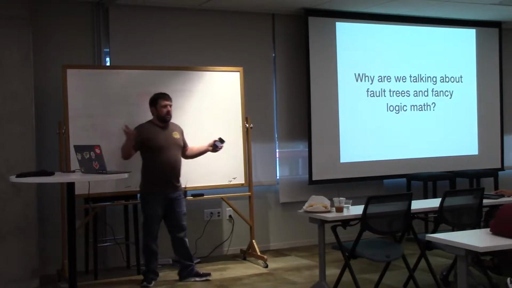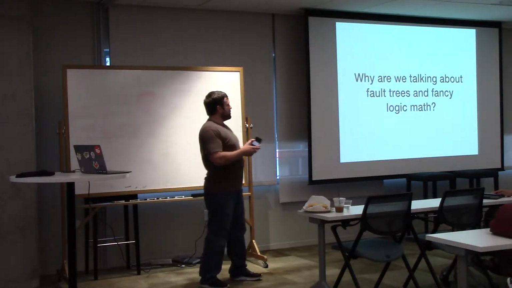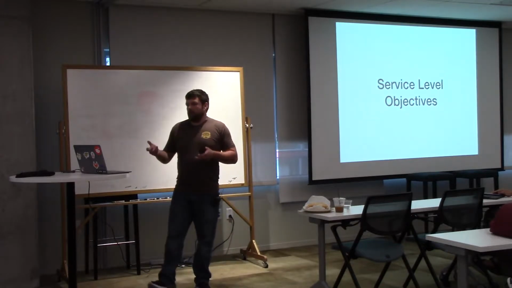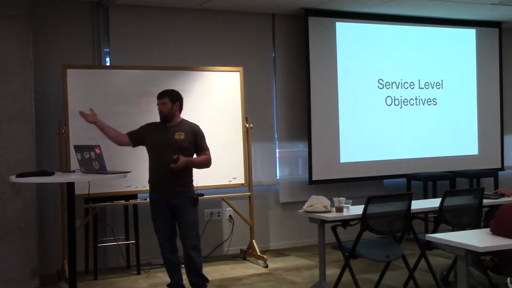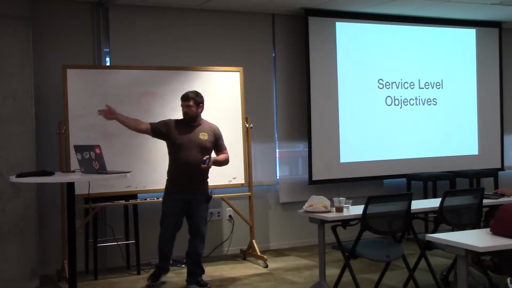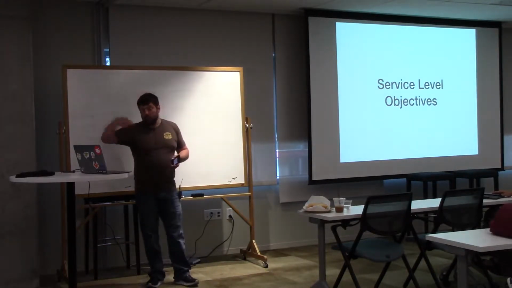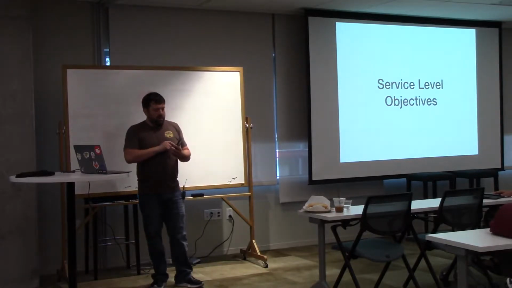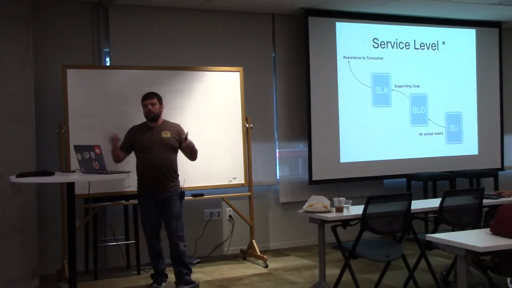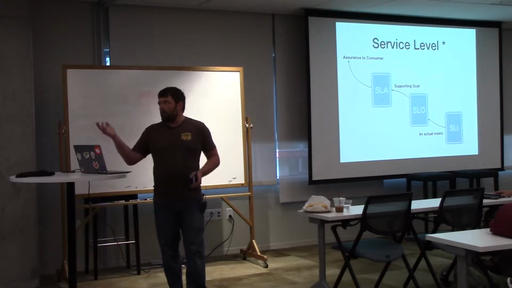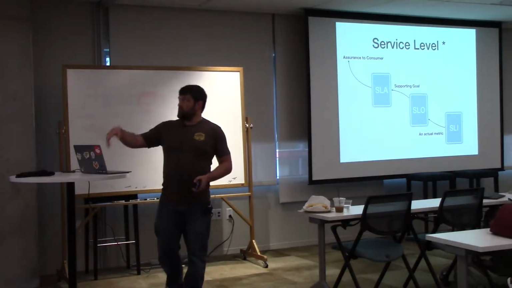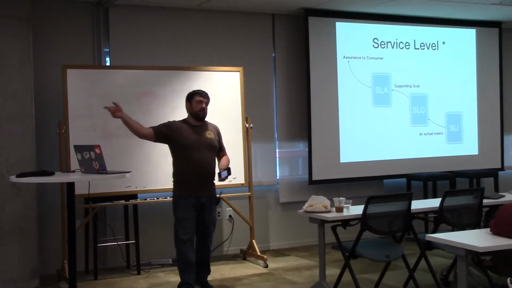So why are we talking about these fault trees and fancy logic math? Well, I want to bring into this conversation something else that is important to our businesses and to our operations. Our bottom line is our service level objectives. So how this fits in is that we have a service level asterisk. You've probably heard these or seen these around: service level agreement, service level objective, and service level indicator.